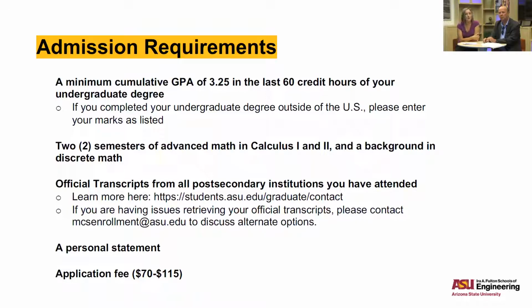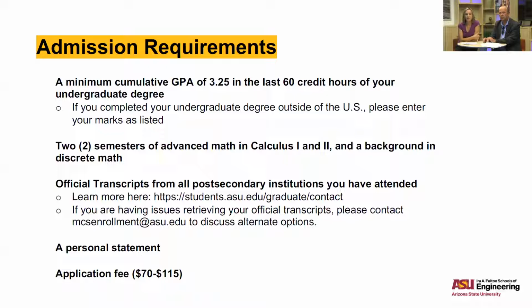We also require at least 2 semesters of advanced math equivalent to calculus 1 and 2 and a background in discrete math. So that is necessary math to be able to succeed in our graduate courses. That math requirement must be completed with grades on the transcript at the time of the application. So the math has to be complete at the time that they apply.